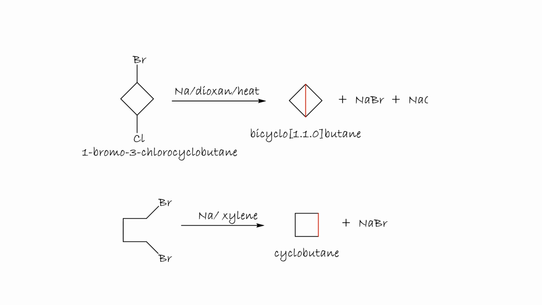It's highly useful in forming smaller cyclic hydrocarbons. So starting with 1-bromo-3-chlorocyclopropane, with sodium, dioxane as a medium, and heat, we get bicyclo[1.1.0]butane. If the radical is formed here and a radical is formed here, then you combine them to form a new sigma bond.